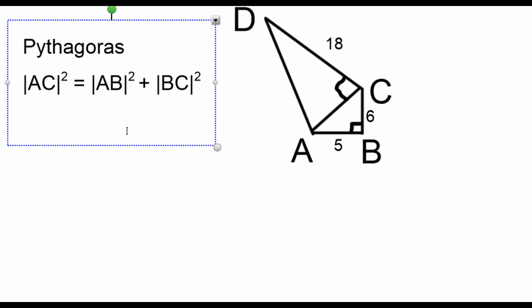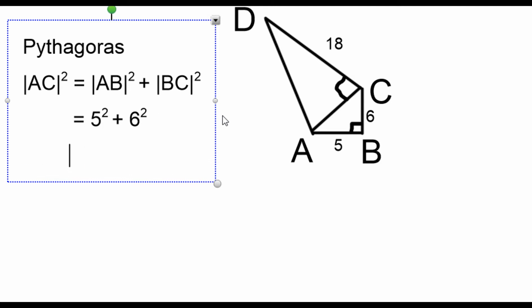This equals 5 square plus 6 square. We have equals what? 25 plus 36, which is equals to what? 61.